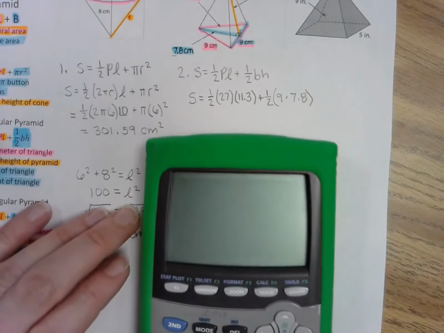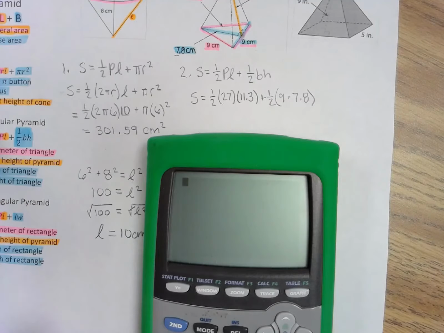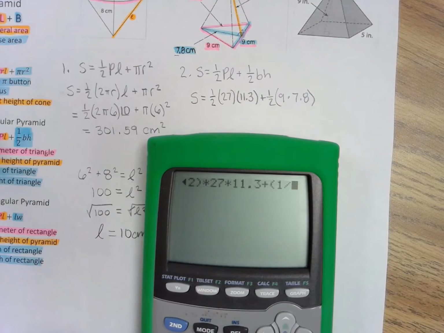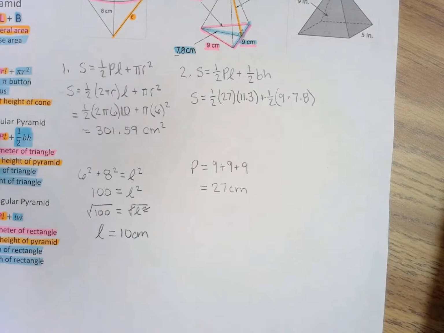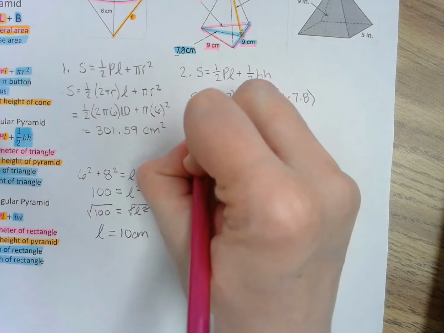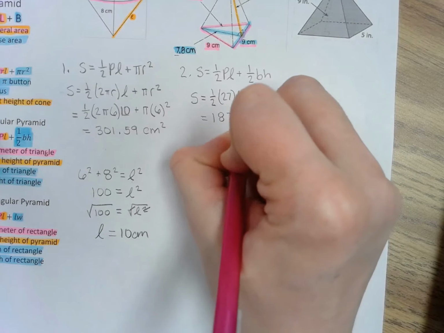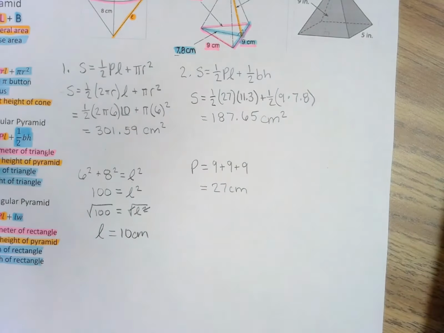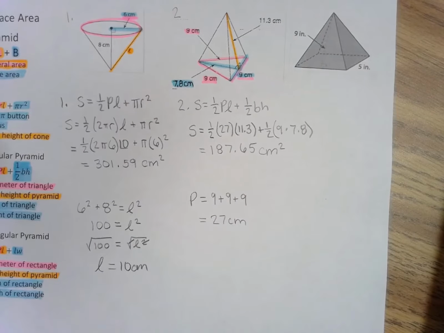So calculate that surface area. We have 1/2 times 27 times 11.3 plus 1/2 times 9 times 7.8. When we calculate that surface area, we find that that's 187.65. We are in centimeters, so it's squared centimeters since we calculated an area.